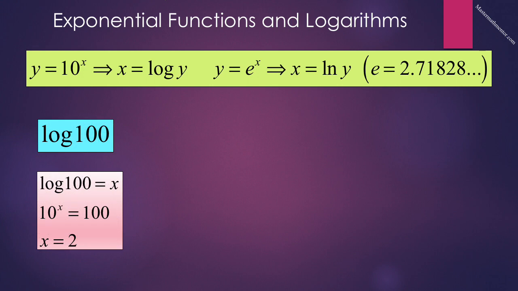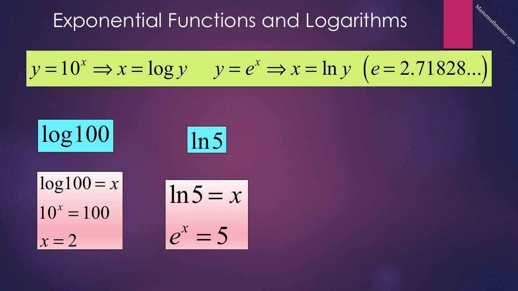So when asked to find the log of 100, we set it equal to x, and therefore we are solving the equation 10 to the x is equal to 100, and therefore x is equal to 2. When finding the natural log of 5 on your calculator, you are actually solving the equation natural log of 5 is equal to x, and therefore e to the x is equal to 5. Obviously, x will be irrational.